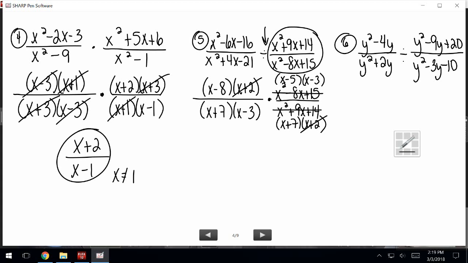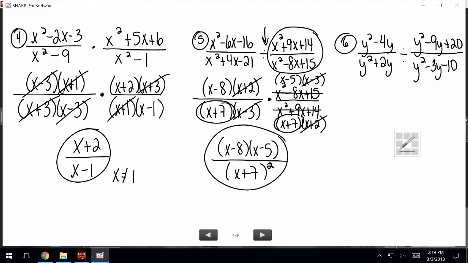Look at your plus 7s. They do not cancel. X plus 7 and x plus 7 do not cancel because they are both on the bottom, okay? The x minus 3s cancel because they're both on the top. So smush all that together. And that would leave you with x plus 7 squared on the bottom of that. And you could FOIL that if you wanted to, but we're just going to leave it alone. And if I asked you for a restriction, x could not be negative 7.